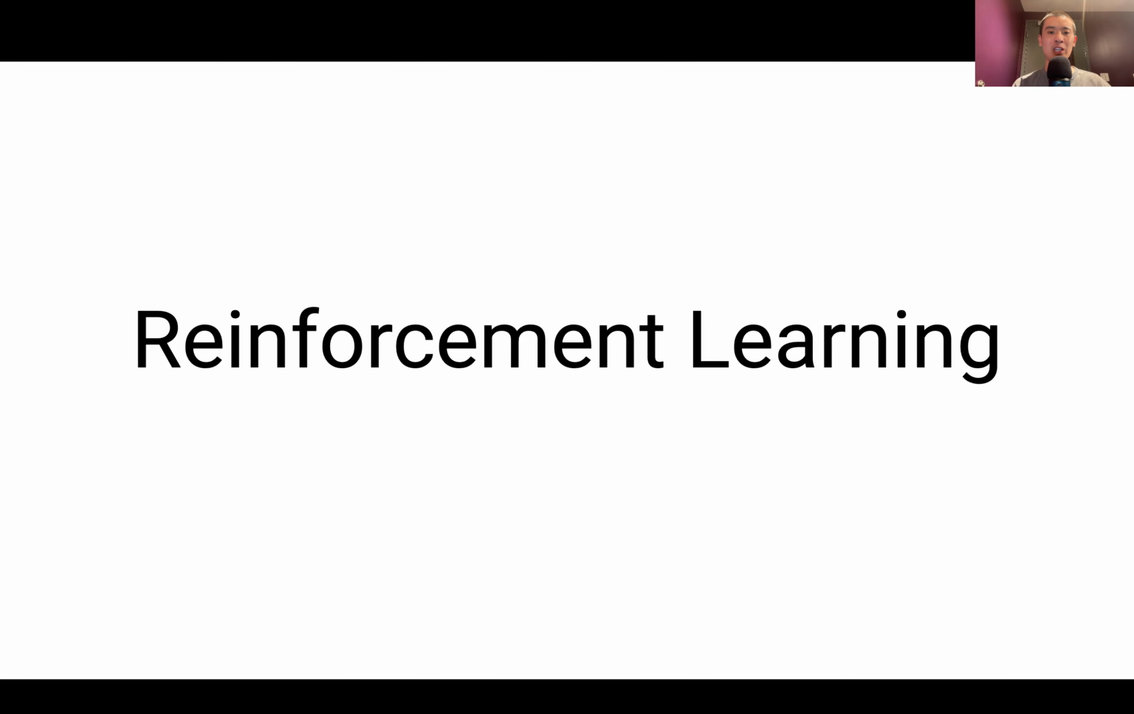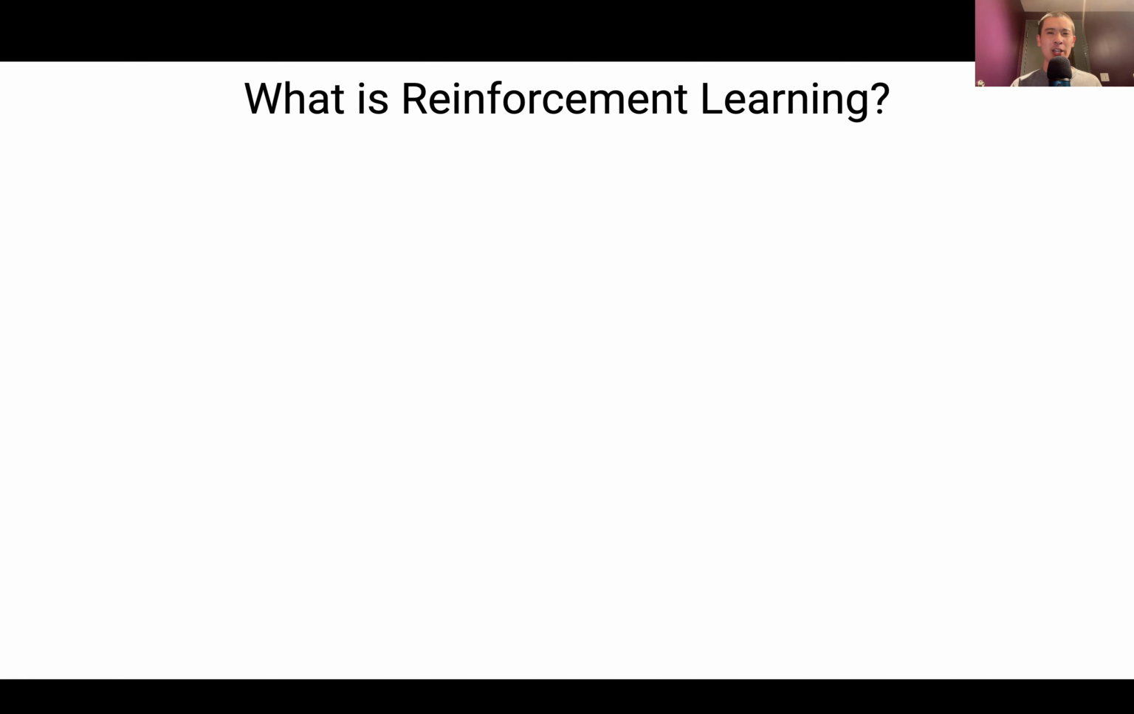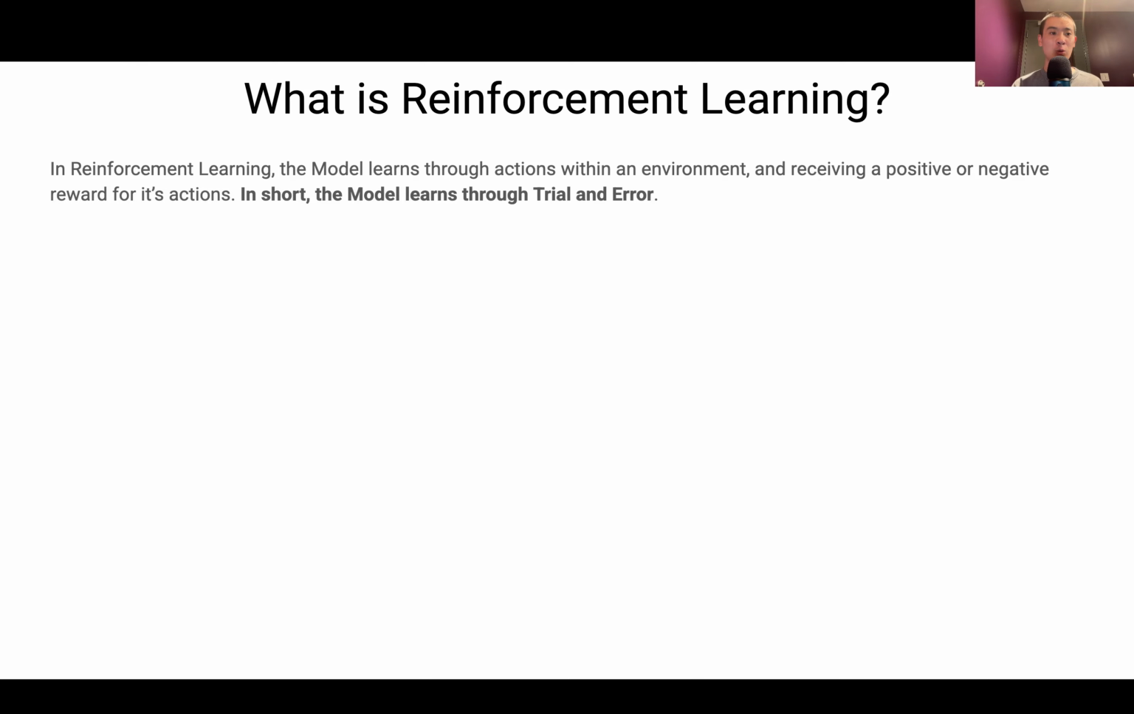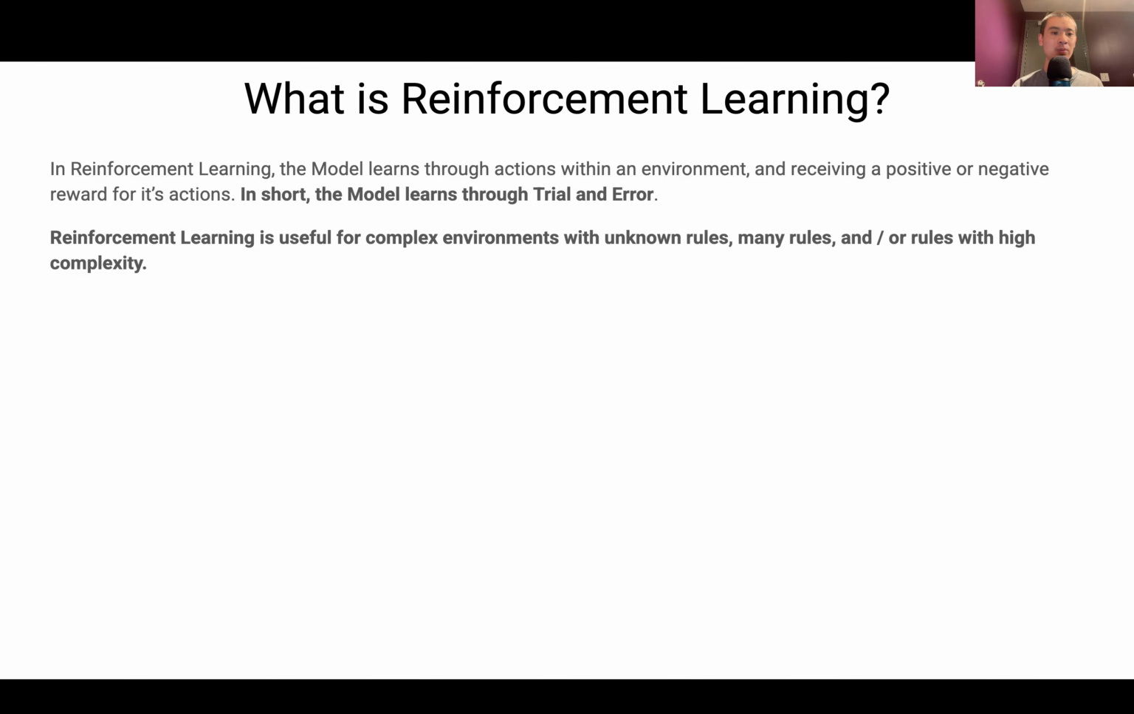Let's talk about reinforcement learning. So, what is reinforcement learning? In reinforcement learning, the model learns through actions within an environment and receiving a positive or negative reward for its actions. In short, the model learns through trial and error. Reinforcement learning is useful for complex environments with unknown rules, many rules, and/or rules with high complexity.